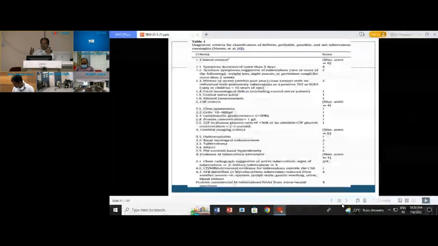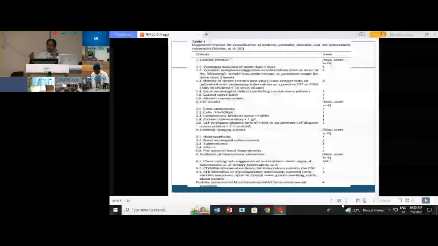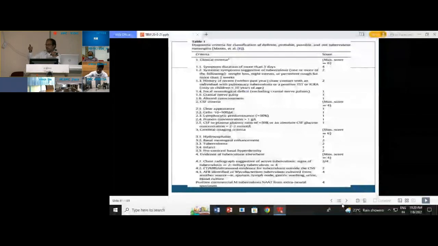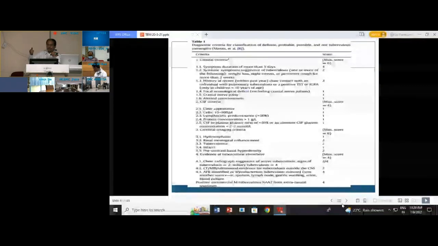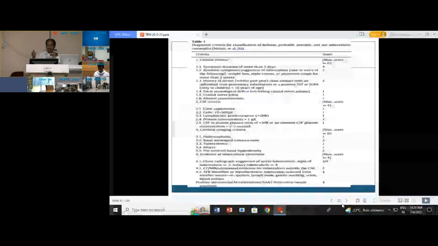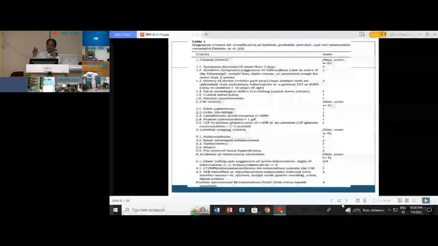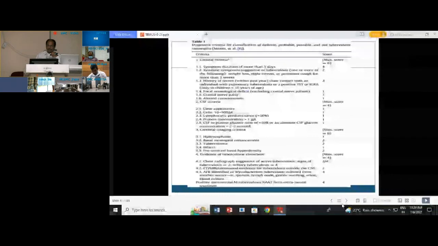These are the clinical points. Whereas in CSF, clear appearance 1, cell count 10 to 500 1, lymphocyte predominant. In CSF, you get cells between 10 and 500 with lymphocyte predominance and protein concentration usually more than 45 milligrams. CSF to plasma glucose ratio less than 50%. That is the CSF criteria. The cerebral imaging criteria are very, very important.